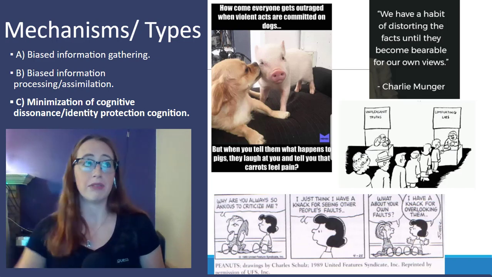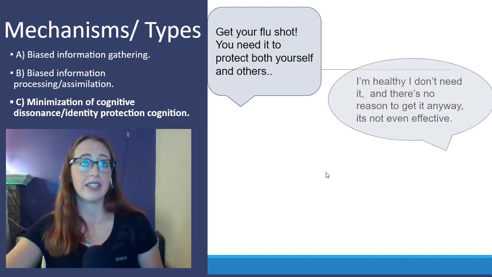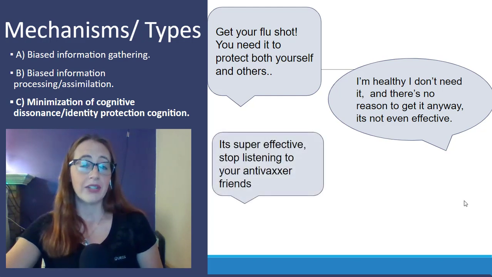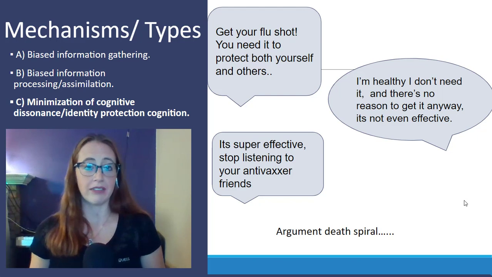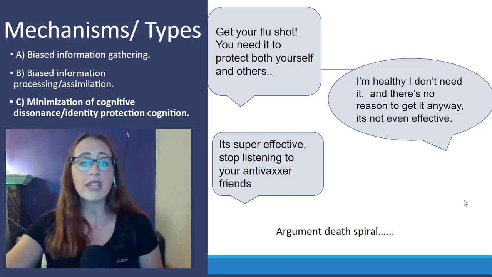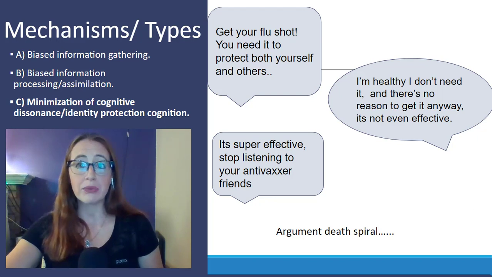Now, let's take a couple of quick examples of this. Let's say we have a person who says, "Get your flu shot. You need it to protect yourself and others." And a person replies with, "I'm healthy. I don't need it. And there's no reason to get it anyways. It's not even effective." And then your first person says, "It's super effective. Stop listening to your anti-vaxxer friends." And then at that point, you enter an argument death spiral that I don't even need to go down. So I think that this concept is super important because it explains why people can read the same paper and come up with vastly different conclusions.